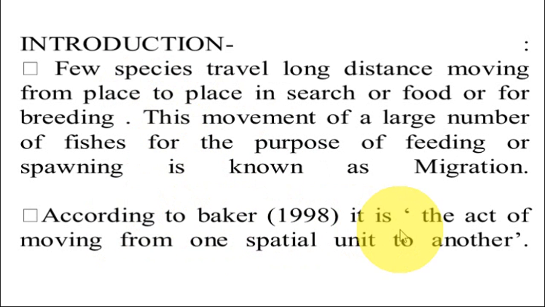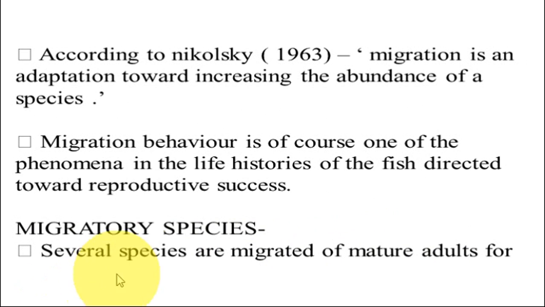According to Baker, in 1998, migration is the act of moving from one spatial unit to another. According to Nicholson, in 1963, migration is an adaptation towards increasing the abundance of a species. Migration behavior is of course one of the phenomena in the life histories of fish directed toward reproductive success.